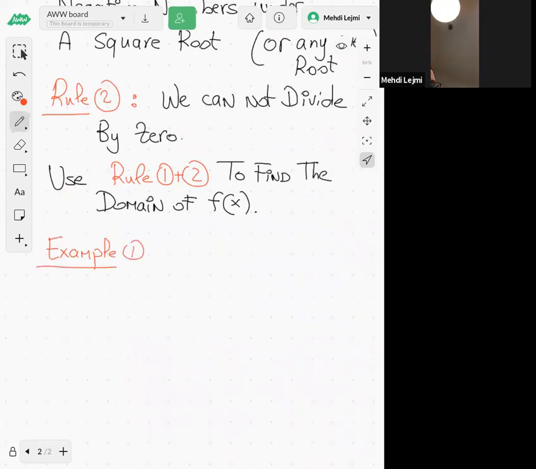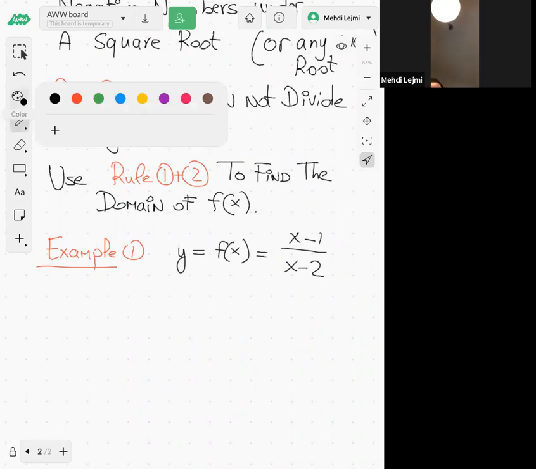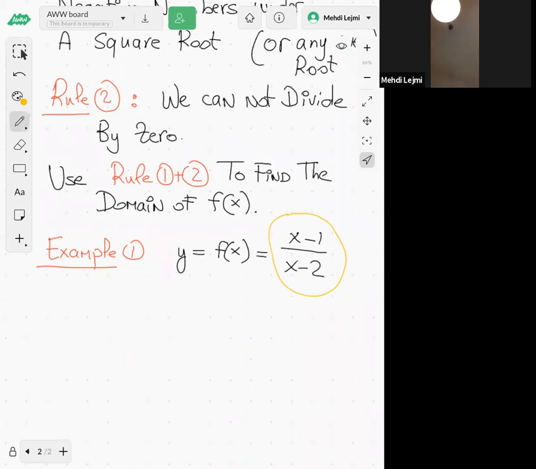Example one. Let's say my f of x is equal to x minus 1 over x minus 2. All right. So here's my function f. It's x minus 1 over x minus 2. So the question is, we need to find the domain, right? The question is to find the domain.